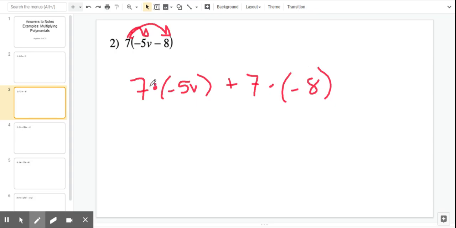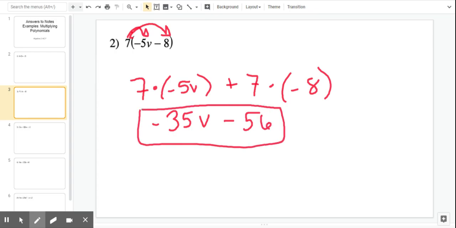So then we have 7 times negative 5, which is negative 35v. And then this is plus 7 times negative 8. So that's going to turn into a plus negative. So I'm going to make that subtraction. So minus 56. And that's it for that one.